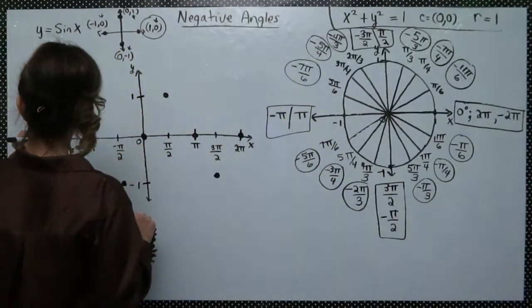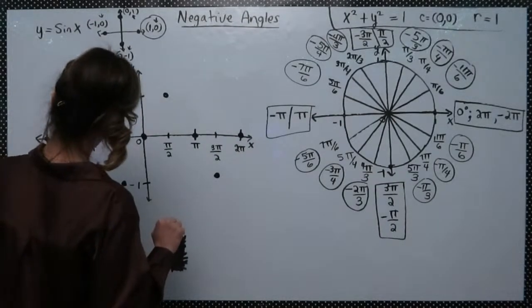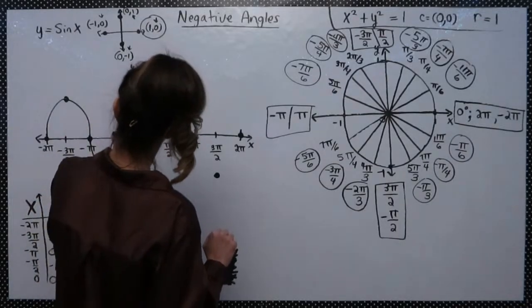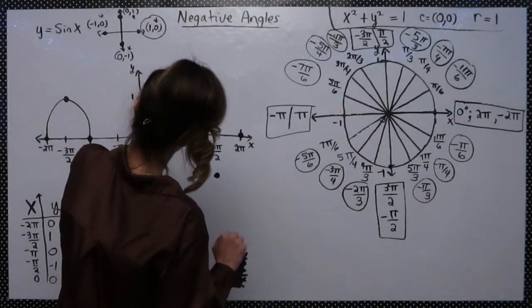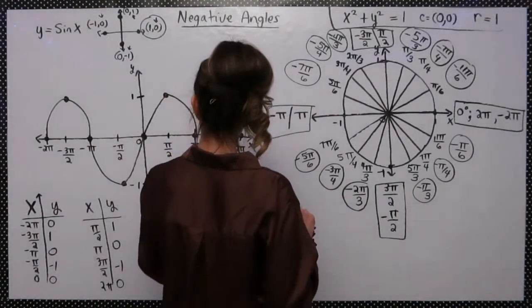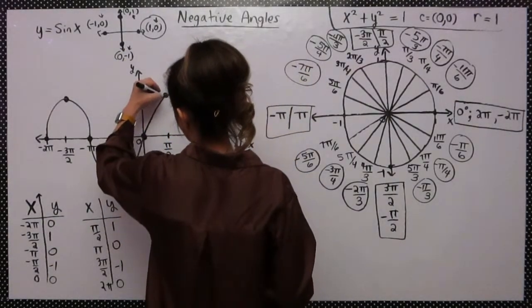So now I'm just going to connect the dots and draw out my function. And what I've done is I've mapped out 2 full periods of this function so you can see the behavior of the function.